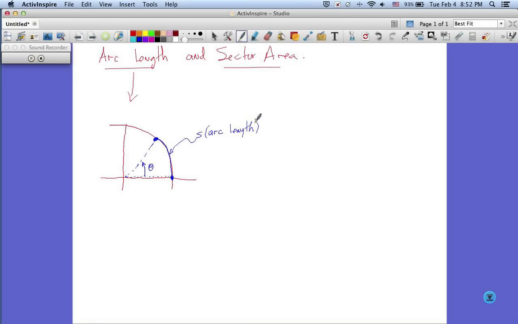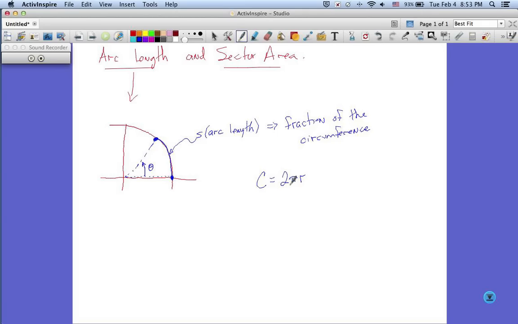Well, if you think about it, the arc length is simply a piece of the circumference. Arc length is a fraction of the circumference. And this is where you guys know formulas from geometry. You know that circumference is 2 pi r. Circumference of any circle is defined by 2 pi r. So half of the circle would be half of 2 pi r. A quarter of a circle would be 1/4 of 2 pi r.